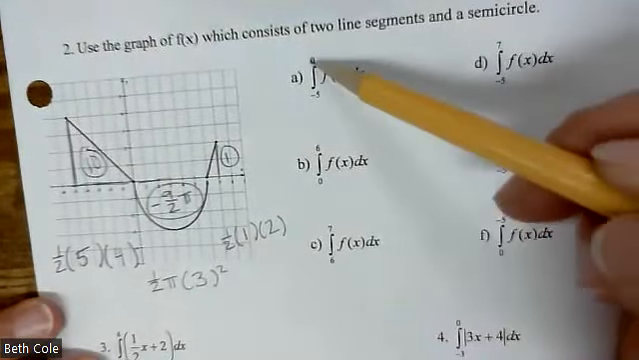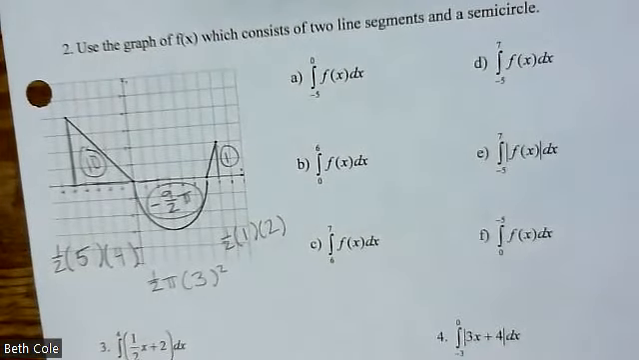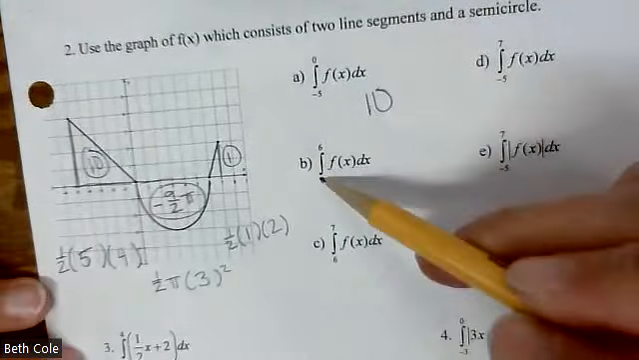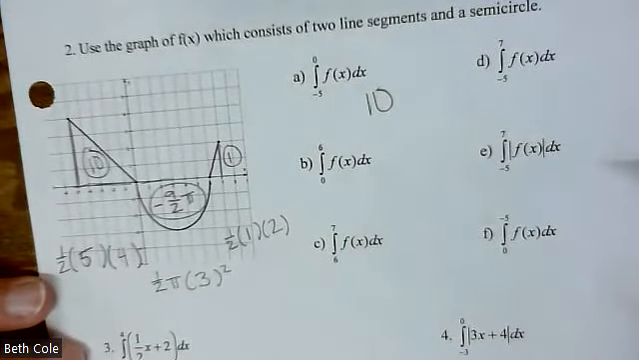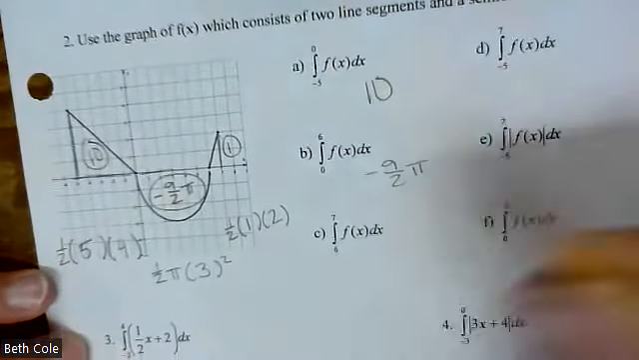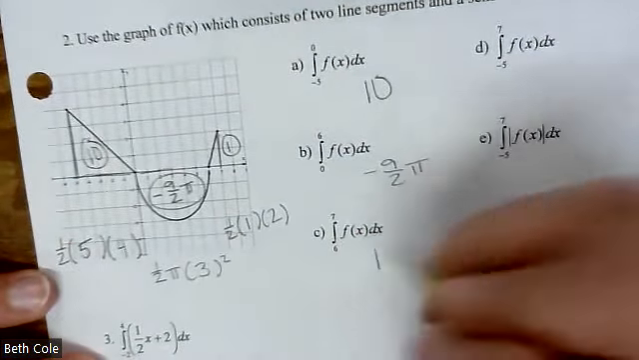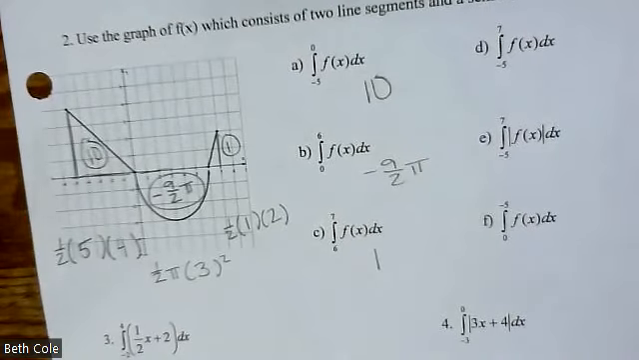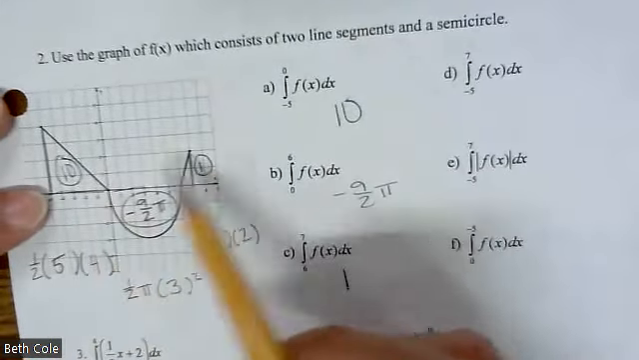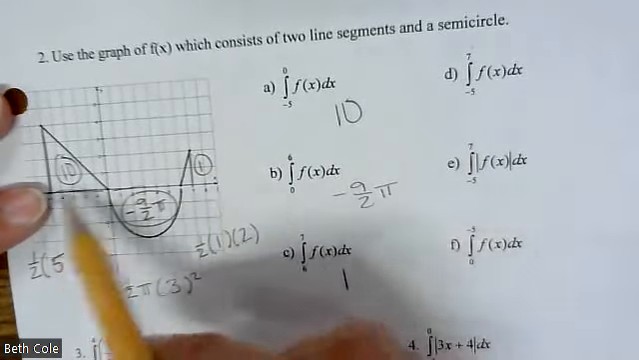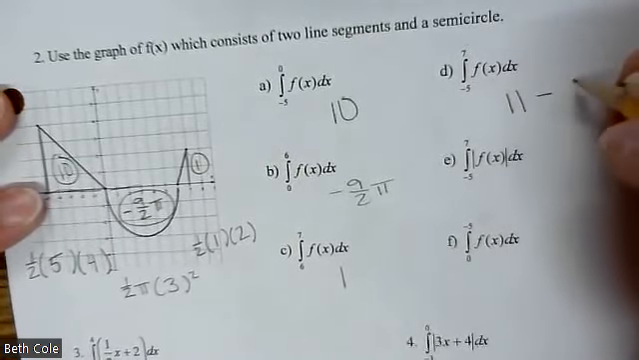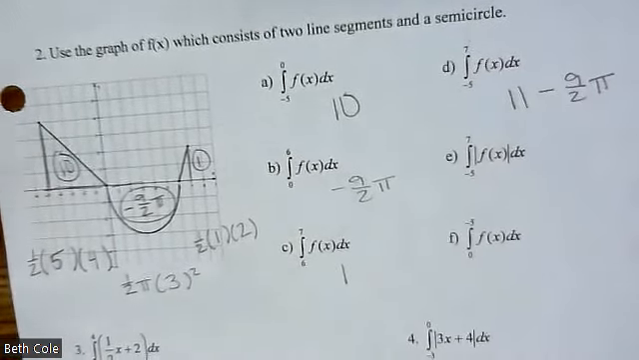So integral from -5 to 0, what do you think? 10. From 0 to 6. Yep, -9/2 pi. Perfect. From 6 to 7, 1. Those are just the shapes we found. All right, now we're going to start putting them together though. -5 to 7 is everything. So you have to add it all up. Yeah, -9/2 pi, whatever that is.